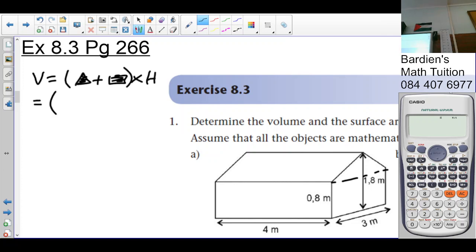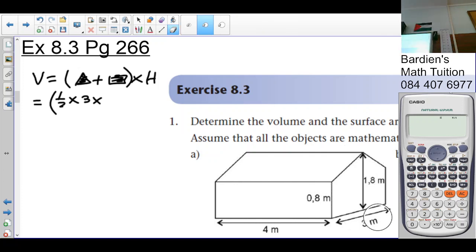So how do you calculate the area of a triangle? Half base times height. The base here is going to be 3, so it's half times 3 times the perpendicular height. So this whole length is 1.8, and this length is 0.8. Then this length will be 1. You all agree with that?